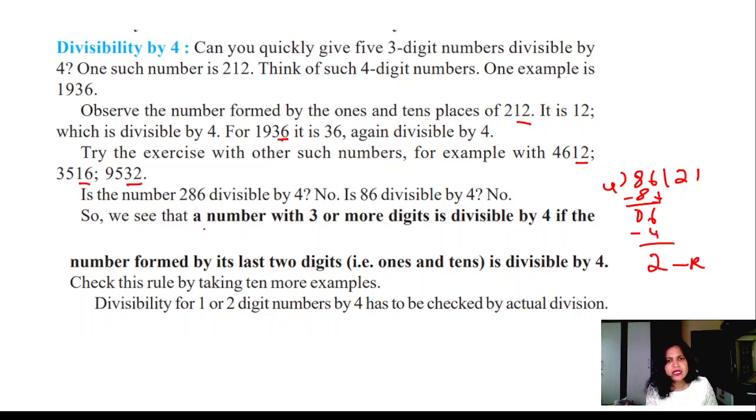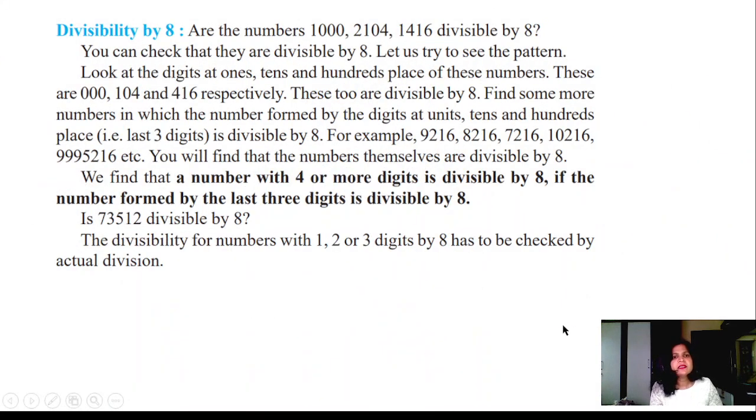So we see that a number with 3 or more digits is divisible by 4 if the number formed by its last two digits, the ones and tens place, is divisible by 4. Check this rule by taking 10 more examples. Divisibility for 1 and 2 digit numbers by 4 has to be checked by actual division. No other way.